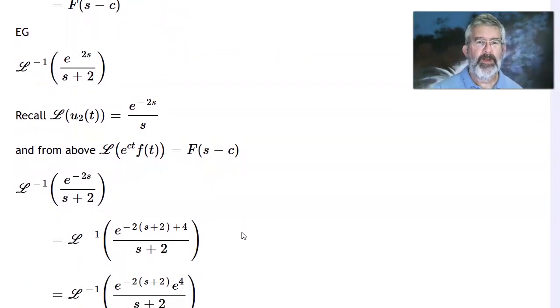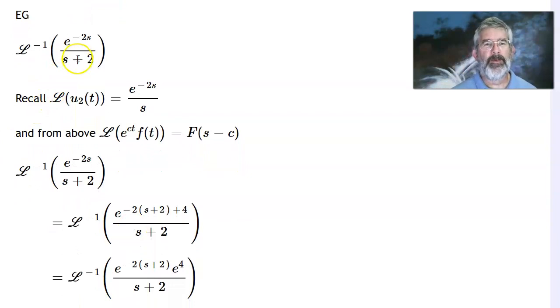Let's do an example here. I want to take the inverse Laplace transform of this thing. Now, a couple things I noticed. Seeing the exponential on the transform side with the s's in there tells me that there must have been a step function involved, which then reminds me that, oh yeah, remember that the Laplace transform of u2 of t is just e to the negative 2s over s. So I've got the e to the negative 2s over, not quite s, but it's the shifted s.